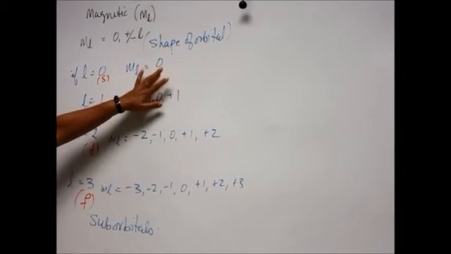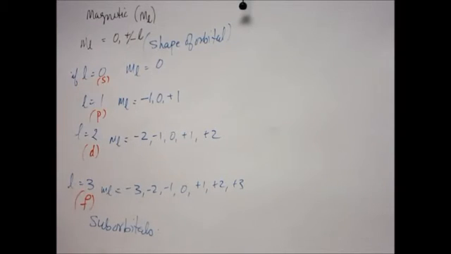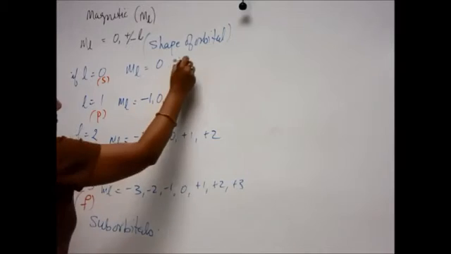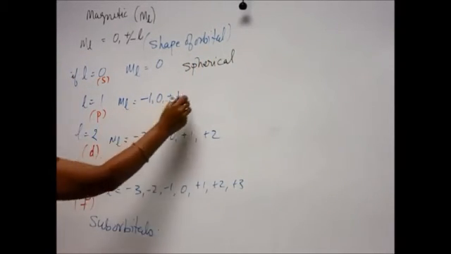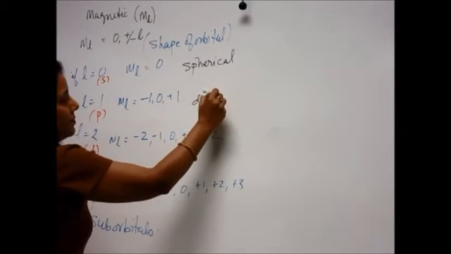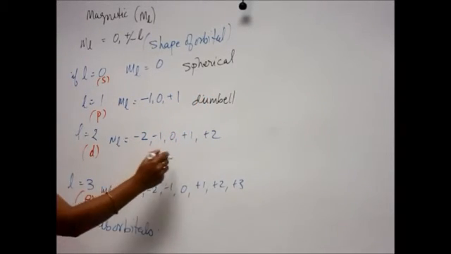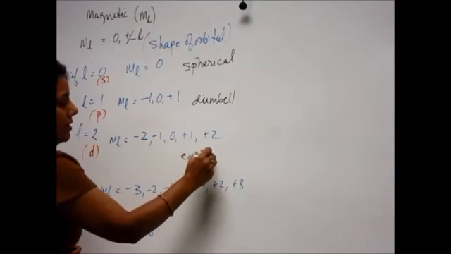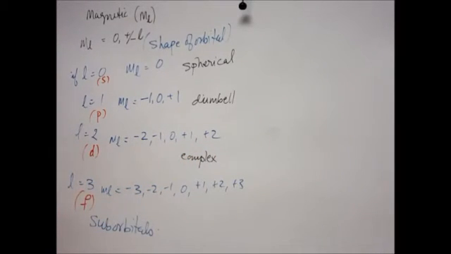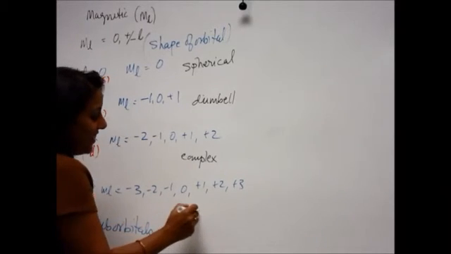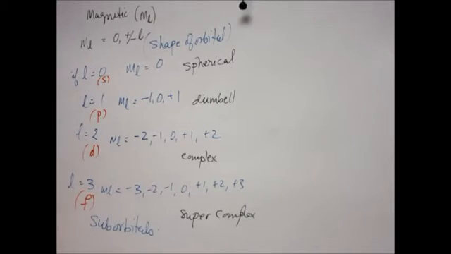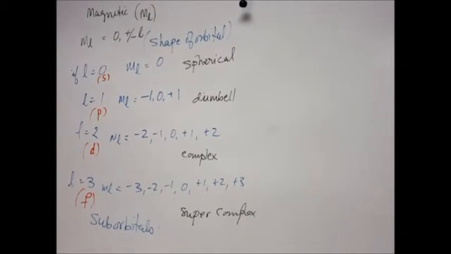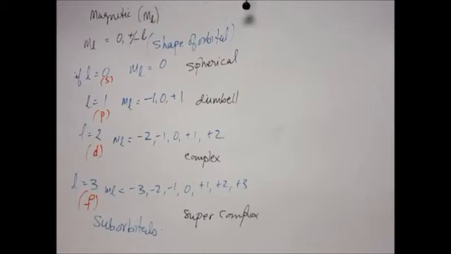So the shape of the orbital for S is going to be spherical. I'm going to use a different color. P is dumbbell, and D is complex, and F is super complex. I'll show you what that means in a minute. Those are not actual shapes, by the way. You probably figured that out.